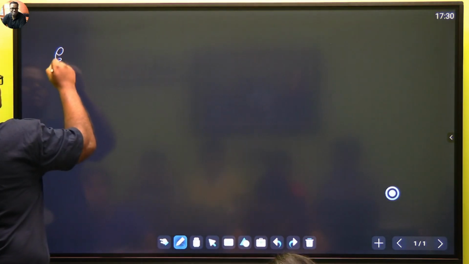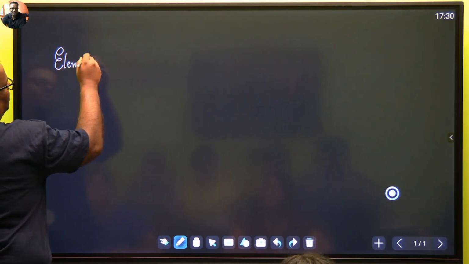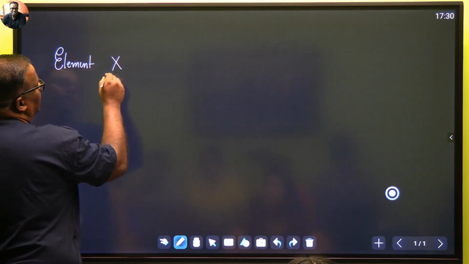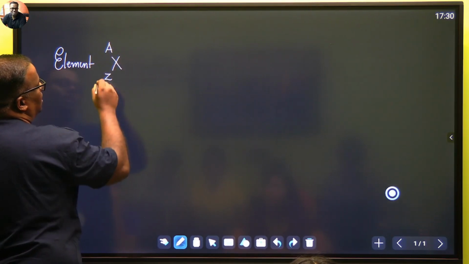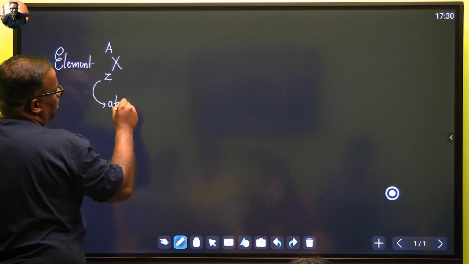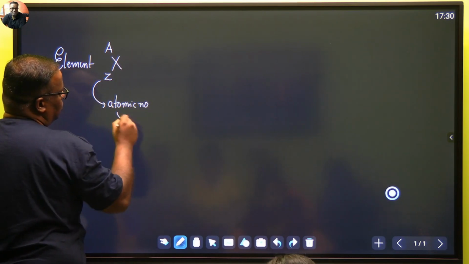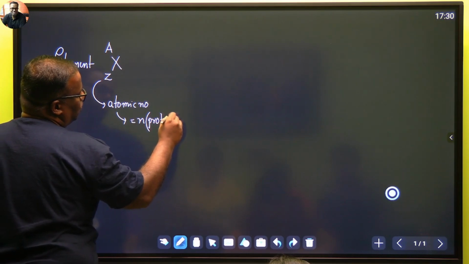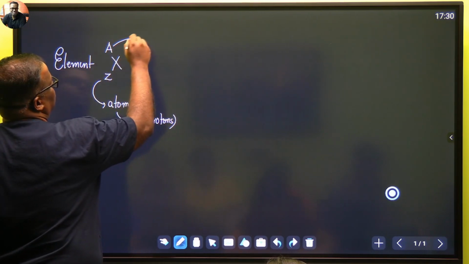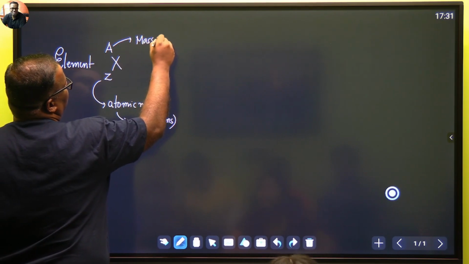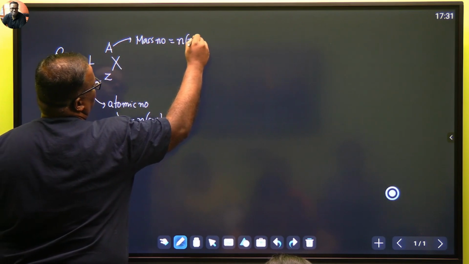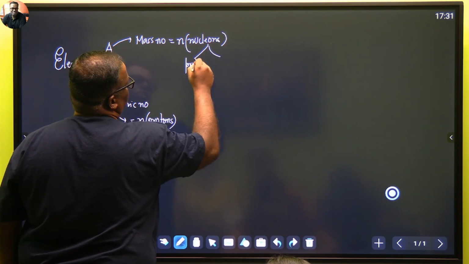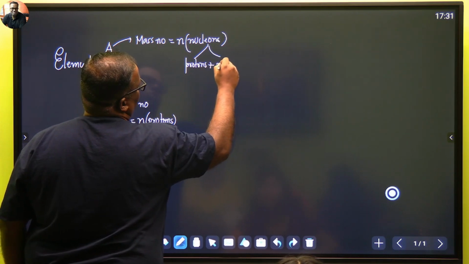Pay attention here. Suppose if there is an element and I say that the element is X, the element X is actually characterized by two identities. One is called Z and one is called A. Z stands for the atomic number, which is equal to the count of protons. Always the count of protons. And A is known as the mass number, which is equal to the count of nucleons. And nucleons are none other than protons plus neutrons.